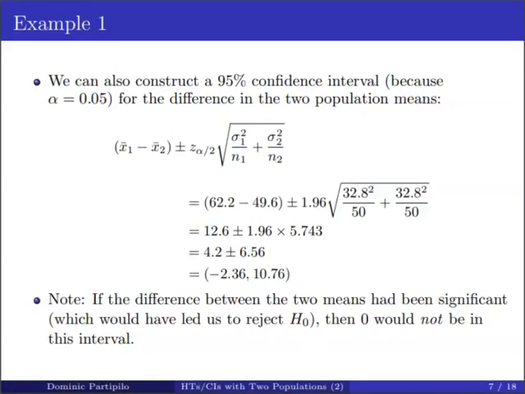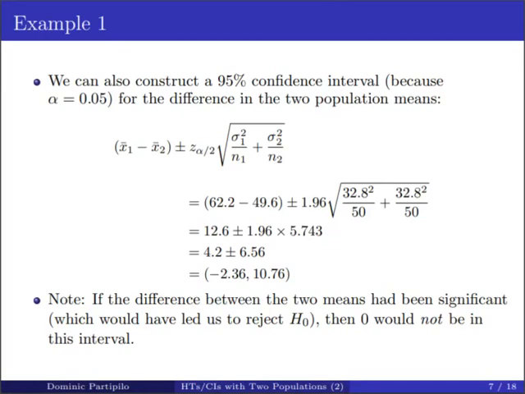So we could also construct a 95% confidence interval here because alpha is equal to 0.05. And this will be a confidence interval for the difference in the two population means. So this was our formula for a confidence interval for the difference in two population means when we were using Z. And if we plug all of our information into this formula, we're going to get this as our confidence interval. Now, the important thing about the interval that we got here is that the number 0 is in this interval.